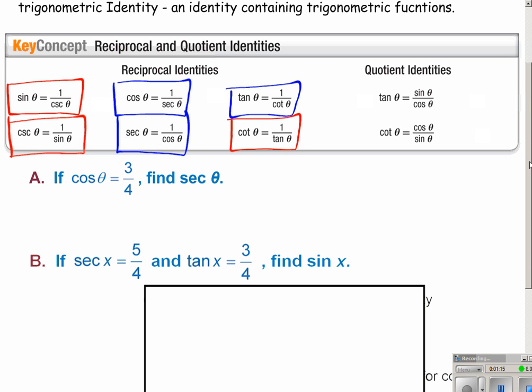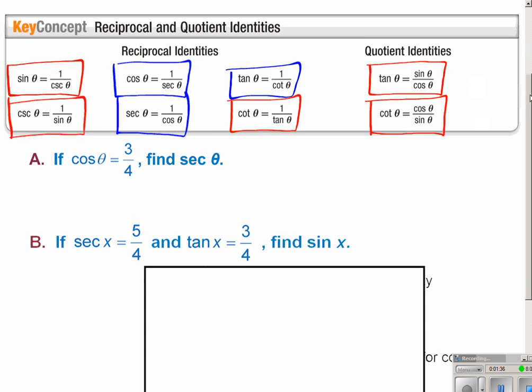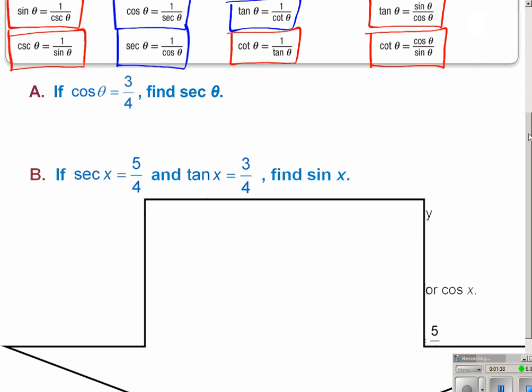And we've also made reference to the quotient identities in our previous study: tangent theta is sine theta over cosine theta, and cotangent theta is cosine theta over sine theta. So we're already familiar with those identities, and we can use those then in several ways to work with some trigonometry. So let's take a look.